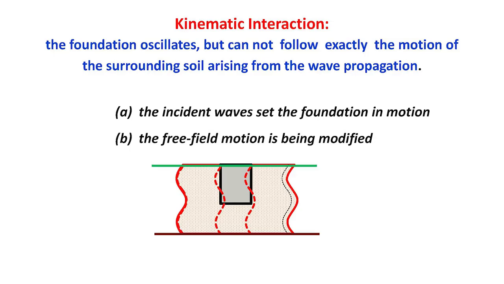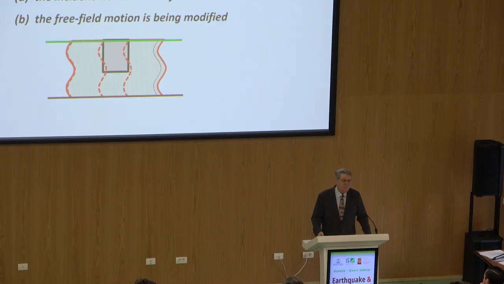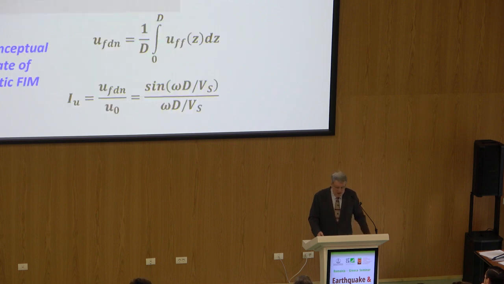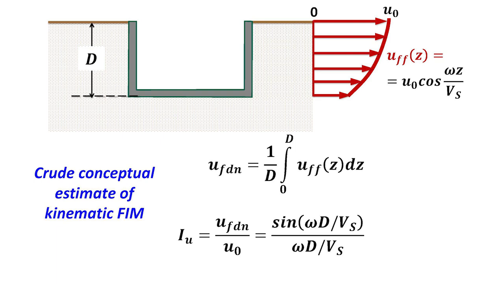So don't read this, just look at this Mickey Mouse sketch that I have there, the waves coming upward. Obviously the foundation, an embedded foundation, which is more or less rigid, even if it's flexible in structural terms, cannot follow this detailed motion, and it distracts this motion. And I have here a very simple-minded example. If you think of the free field soil as being an upward harmonic wave, this harmonic wave will have the following distribution, the one you see on the right.